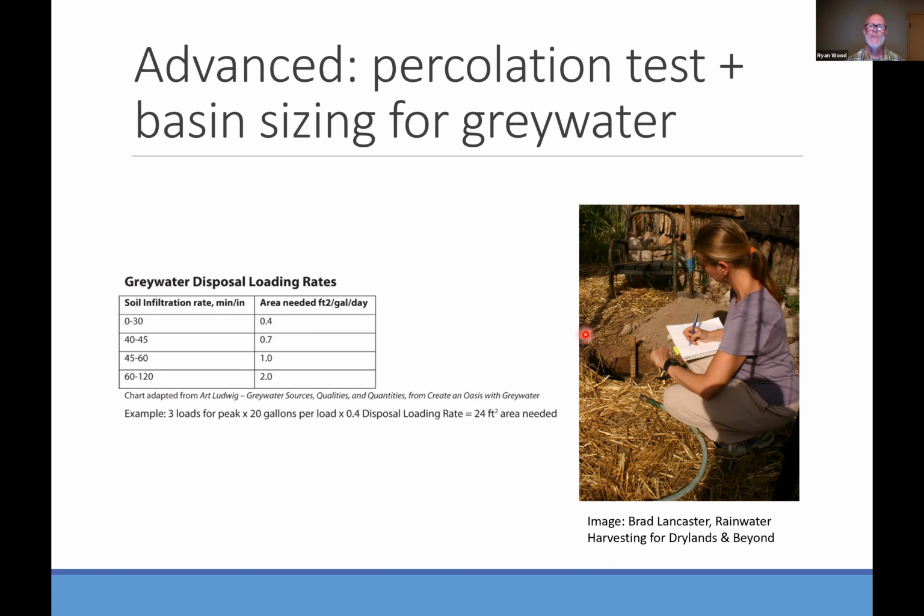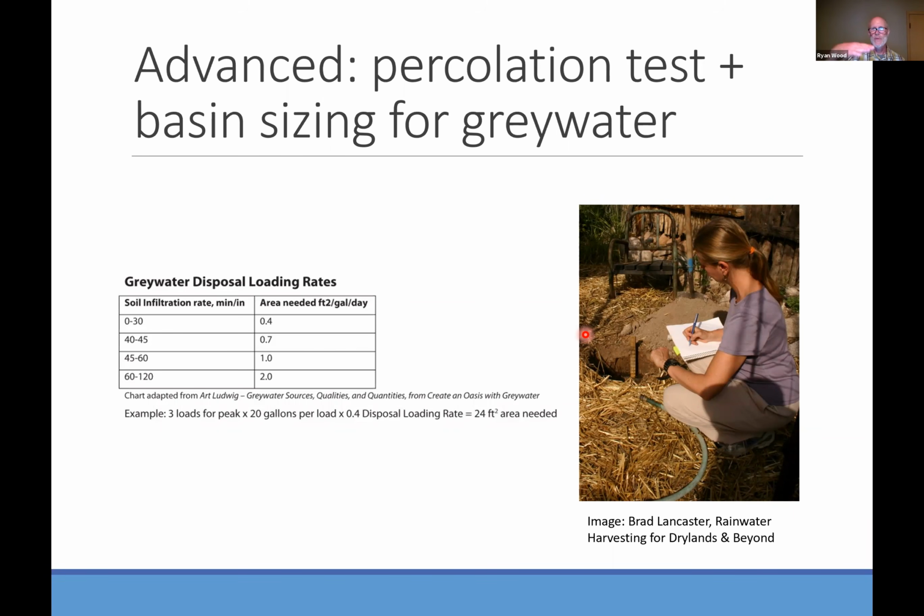Now this kind of gets into that advanced, it's all about surface area when we're sinking our gray water. And so you'd want to do a percolation test. You want to dig a hole about 1 foot deep and 1 foot wide. You're going to fill it full of water and get it saturated. And then you're going to come out again the next day and fill it full of water and time to see how long it goes down.